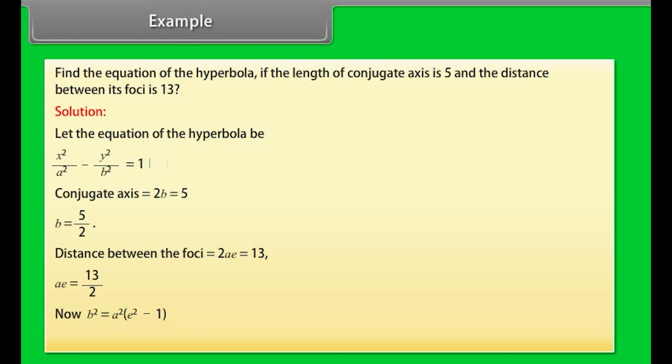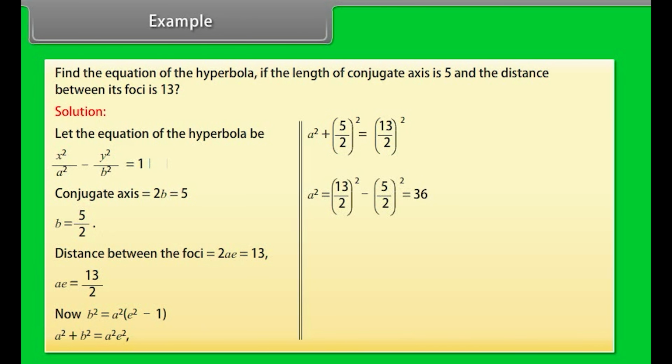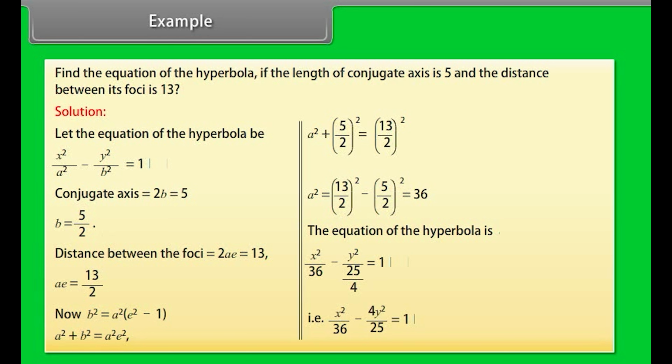Now, b square is equal to a square into e square minus 1. So a square plus b square is equal to a square e square. A square plus 5 by 2 whole square is equal to 13 by 2 whole square. A square is equal to 13 by 2 whole square minus 5 by 2 whole square, which is equal to 36. The equation of the hyperbola is x square by 36 minus y square by 25 by 4 is equal to 1. That is, x square by 36 minus 4y square by 25 is equal to 1.